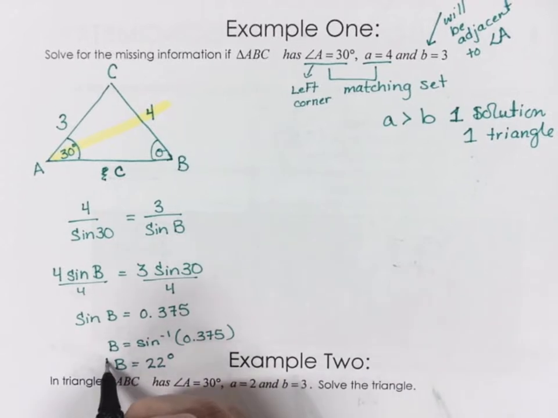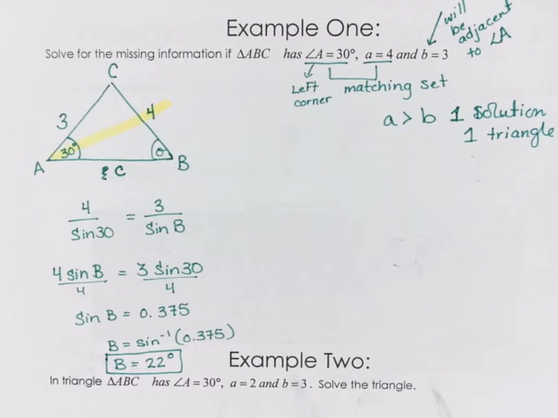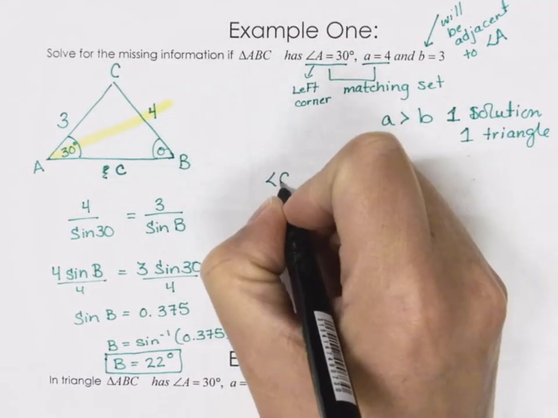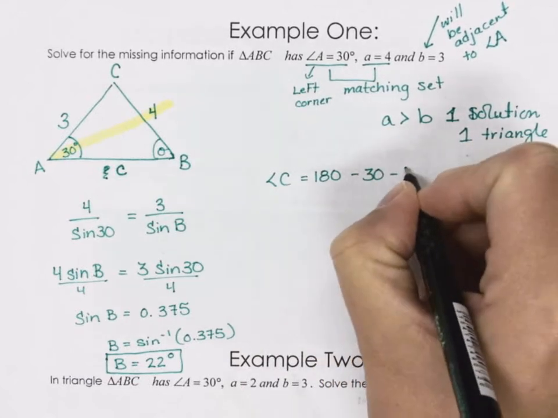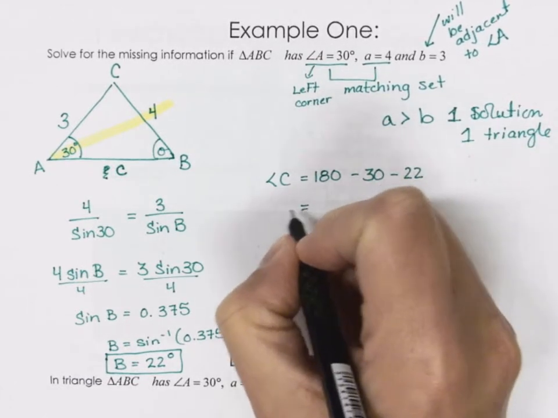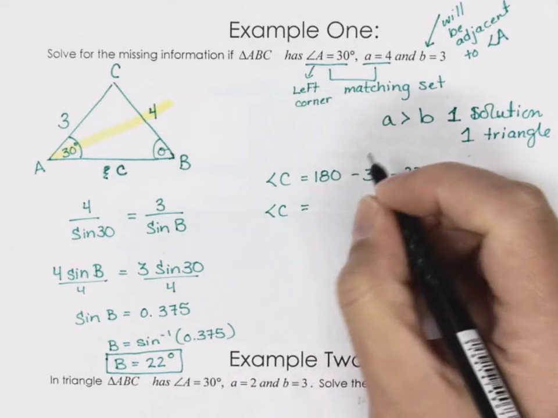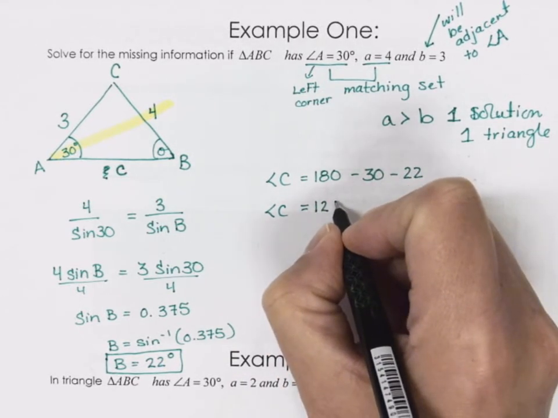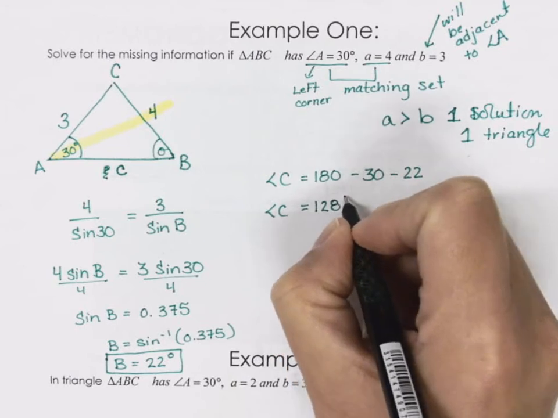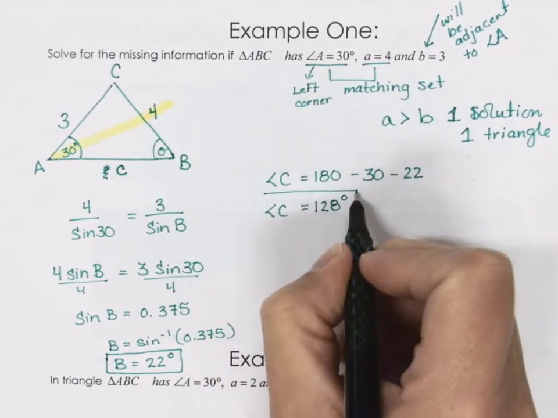All right, so we found angle B, and it's 22 degrees. So what can we find right away? Angle C, and we're going to use that information. Angle C is going to be 180 minus 30 minus 22. So angle C is going to be 128. Is that correct? 128, I did my mental math right?